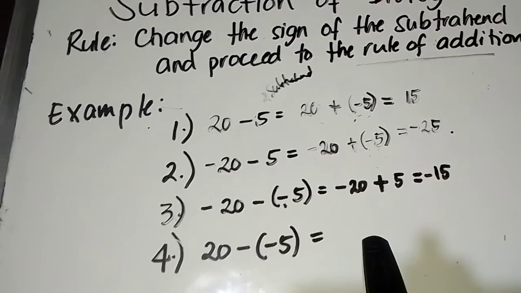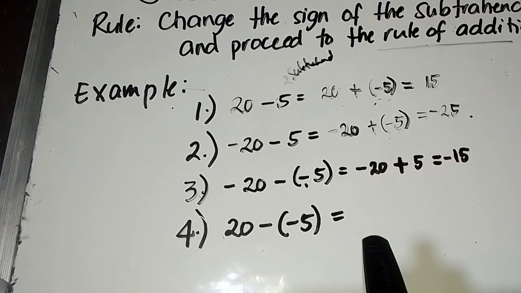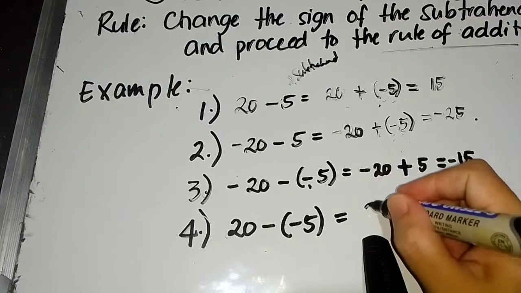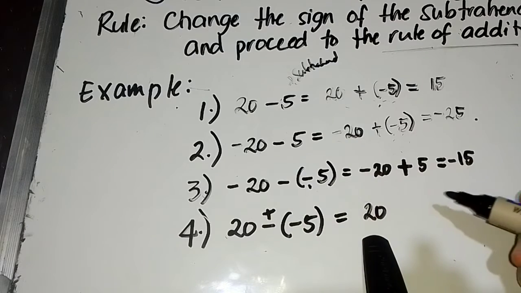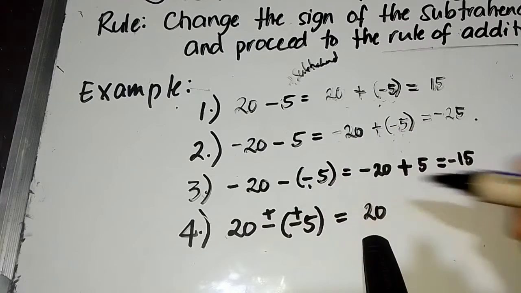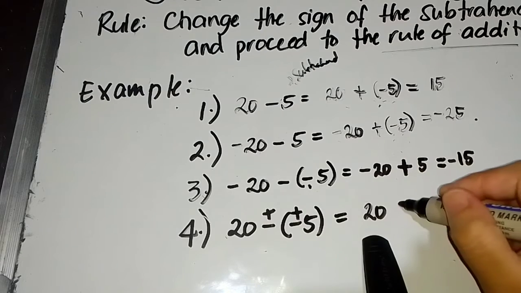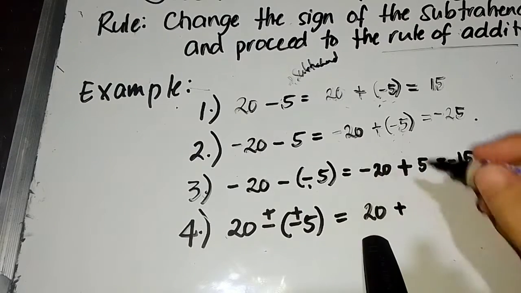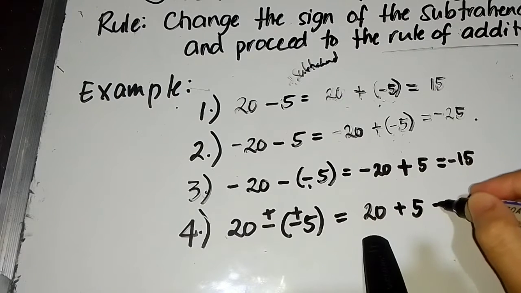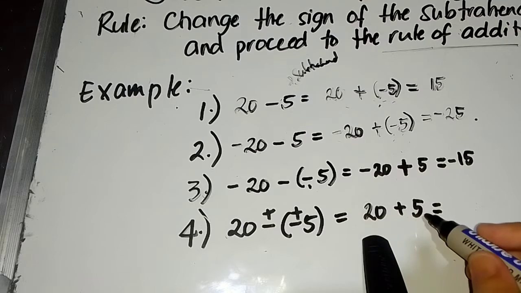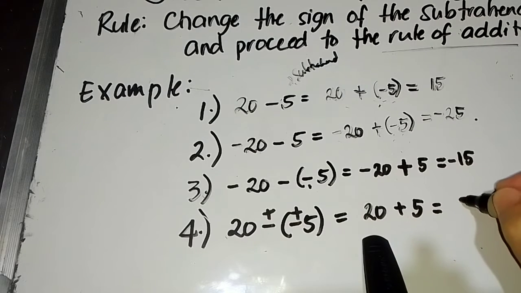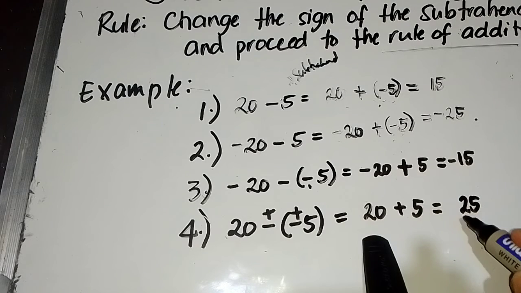Next is problem number 4. We have 20 minus negative 5. Copy 20. Your subtraction will become plus. Your negative sign will become positive, so we have positive 5. Adding the same sign, the same positive, 20 and positive 5. So add the numbers. We have 25, and copy the common sign, which is positive.